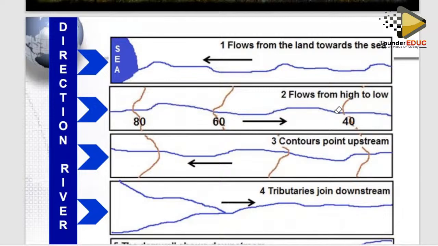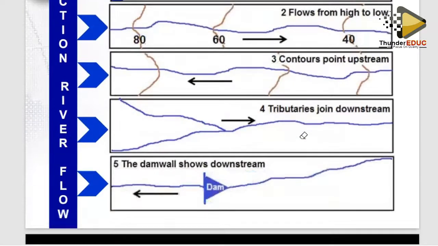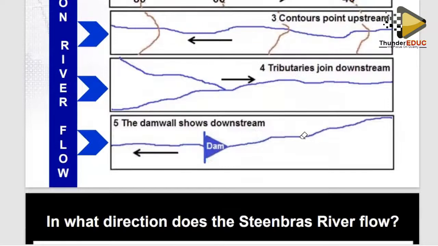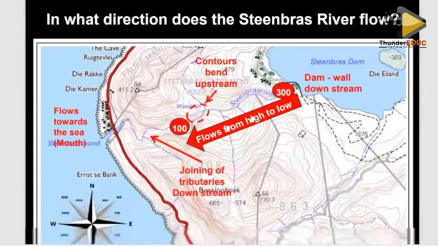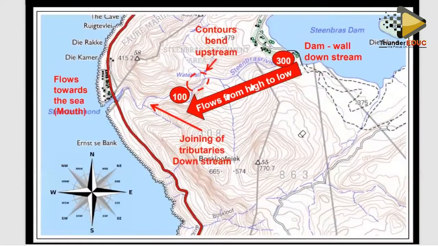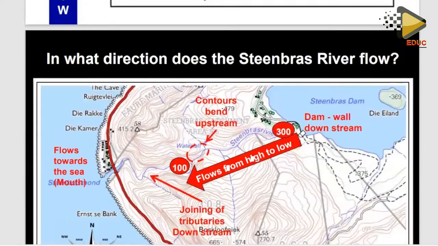And also you check the contours are pointing upstream for the reason given. And also you check how the tributaries join the main stream at acute angles. It means the opposite side of the acute angle is where the river will be flowing towards. And then also using the argument of the dam wall, that will basically give you a clue of how the river is flowing in terms of the direction of flow of the river. Right, we come to the indication of flow direction of the river.